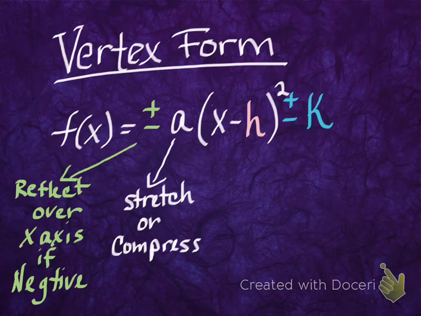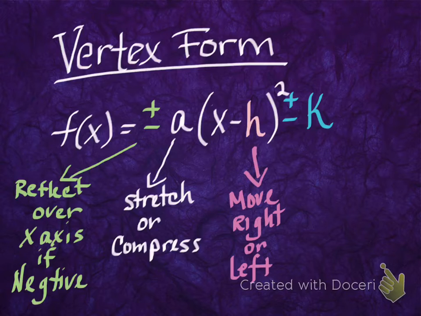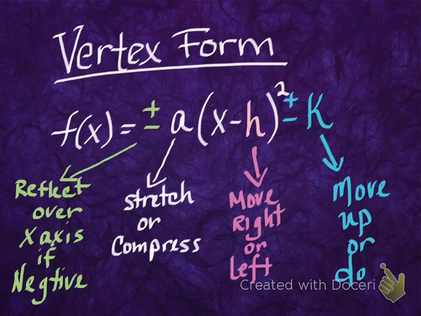The a value either stretches or compresses. If it's a fraction, it's going to compress. If it's greater than 1, it will stretch it. The h value moves it to the right or left. Remember, the x minus is standard, so if that changes to a plus sign, that means you must have plugged in a negative number. And finally, plus or minus k. If it's plus, it's moving up, and if it's a minus sign, it's moving down. Those are the 4 transformations that we've discussed this year. There's only 4 of them. Those are the 4 different movements.